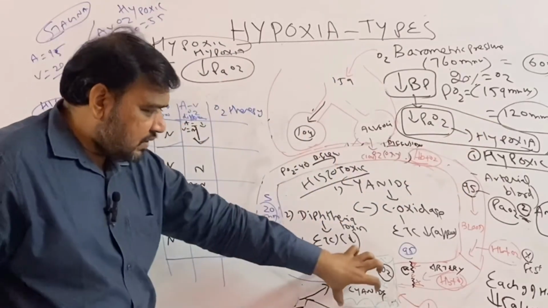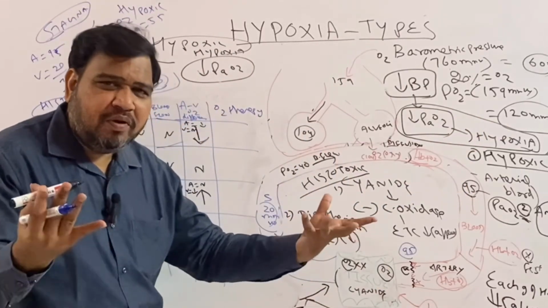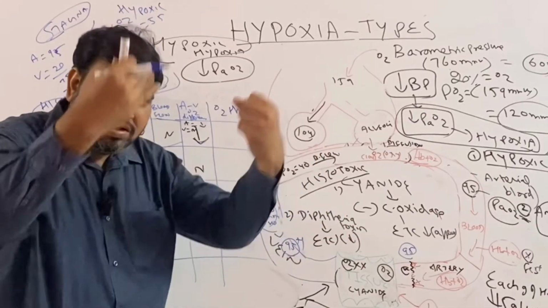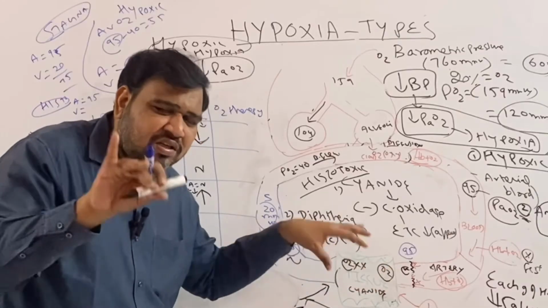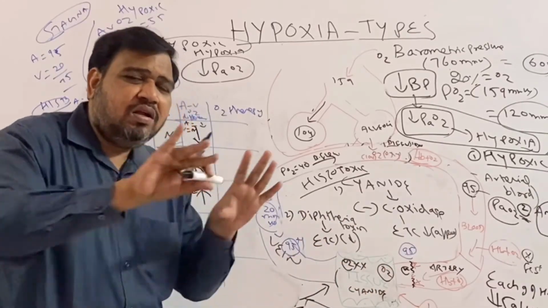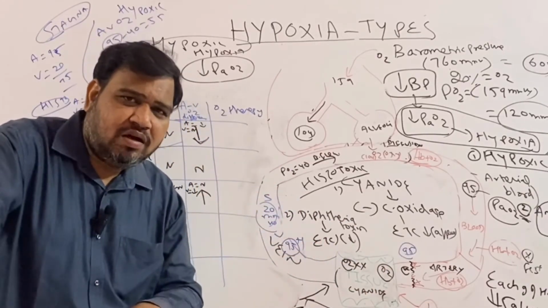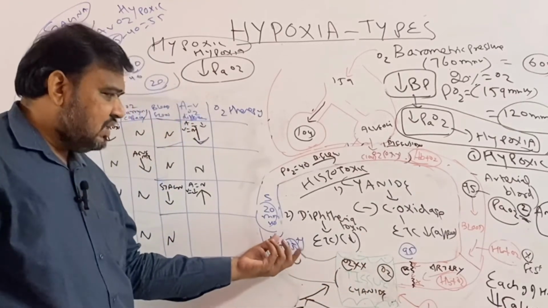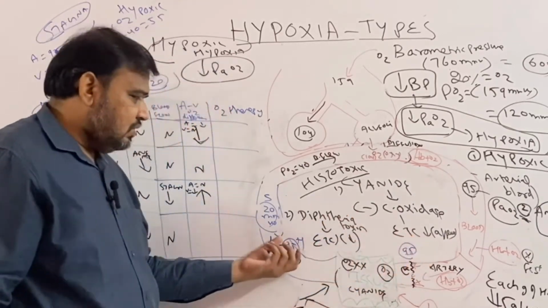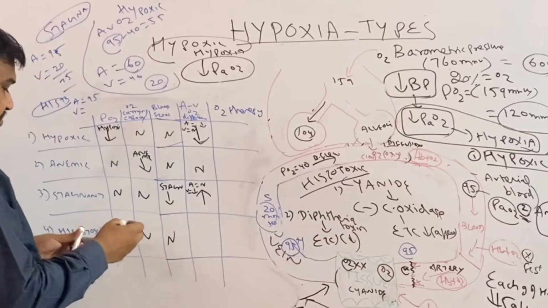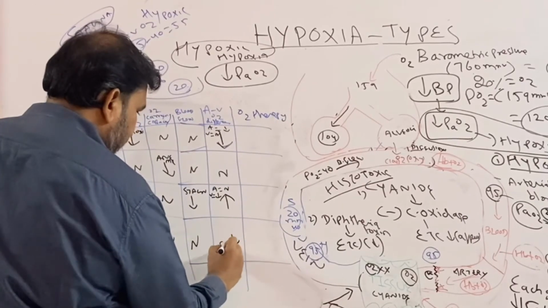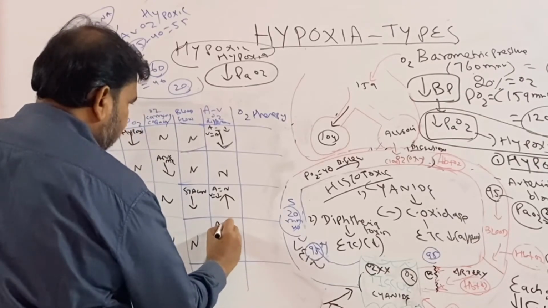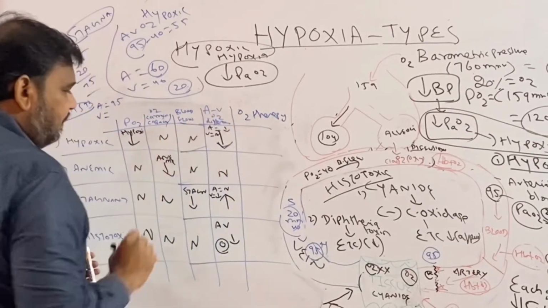In histotoxic hypoxia, tissues are not taking the oxygen. Tissues are not utilizing the oxygen. So what happens? All the oxygen, tissues are not taking because cyanide is inhibiting the electron transport chain, or diphtheria toxin is inhibiting the electron transport chain. So that oxygen is coming as such. Whatever oxygen was here is coming. So 95, 95, it can be 0 also. So AV oxygen is decreased or even 0. AV oxygen difference is 0.